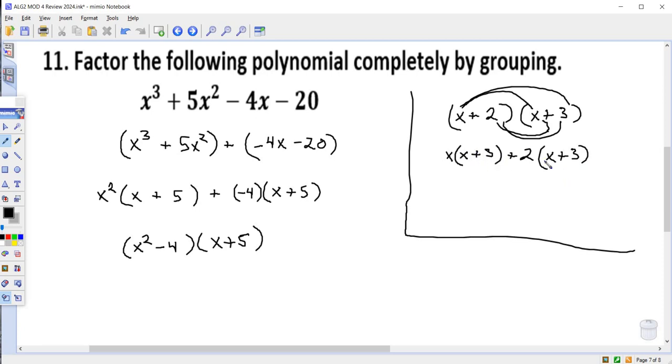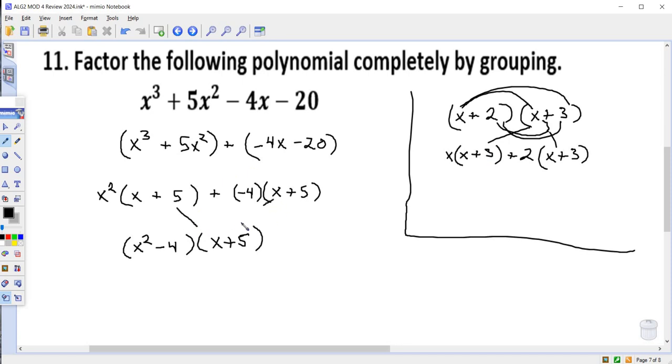Because I have both the same binomial group here, and I factored out a number, this is what I started with. We are doing FOIL in reverse. Here's where the 2 came from. Here's where the x came from. And the x plus 3 came from that same factor that I was distributing. That's why we can do this.